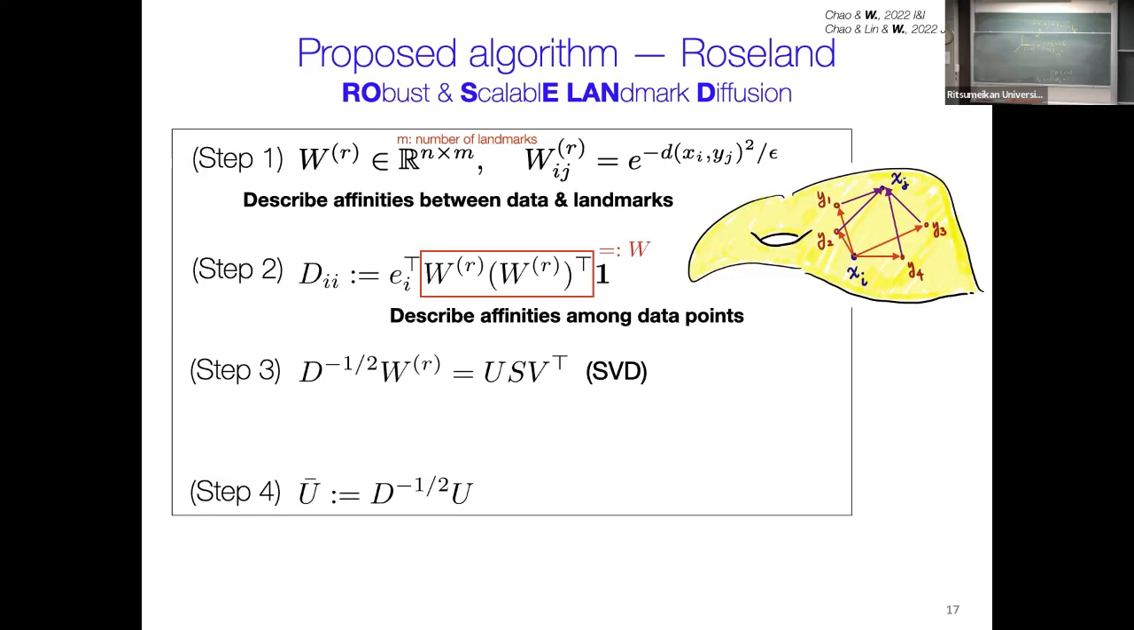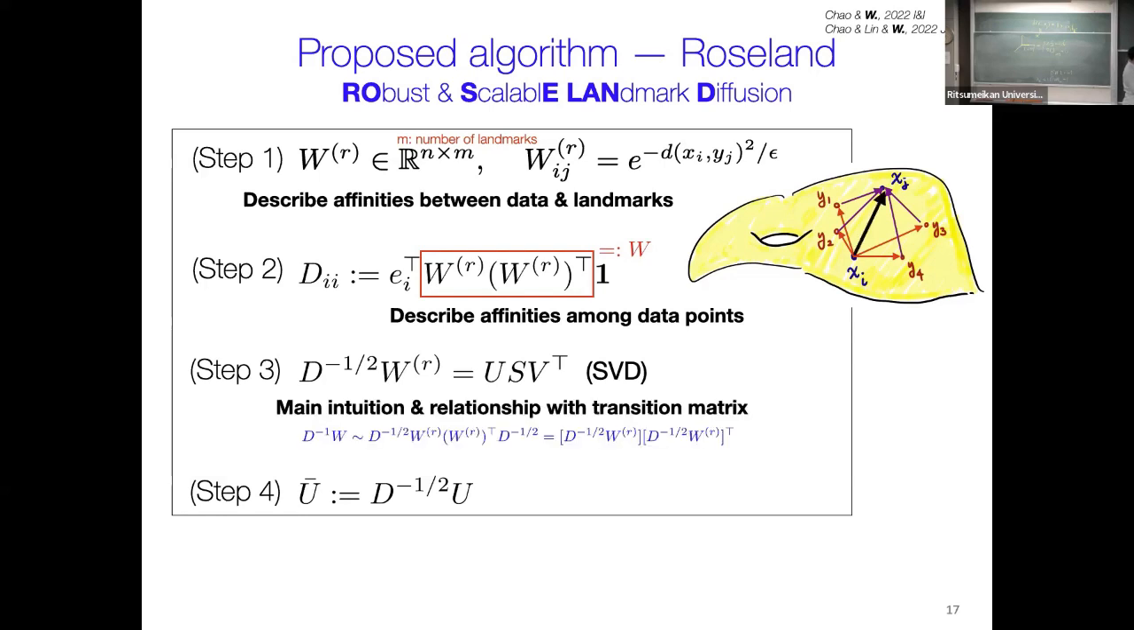And then you do row sum. And that is the diagonal matrix D. And then you calculate, we call it W, and you evaluate D to the minus half WR. You evaluate SVD.